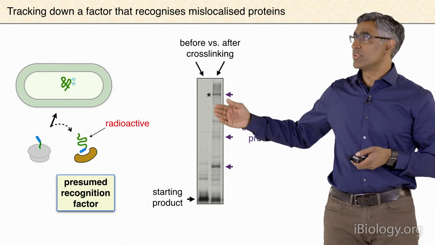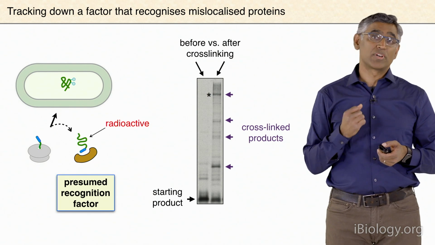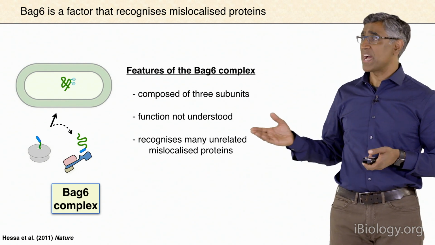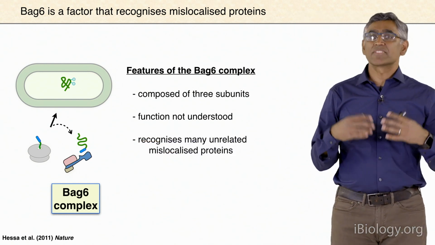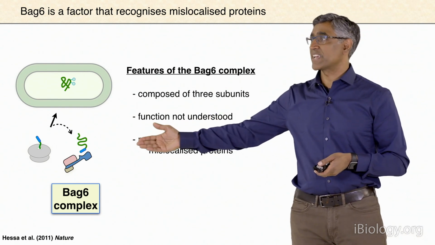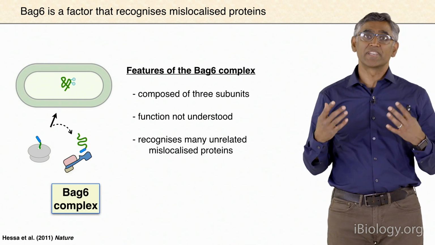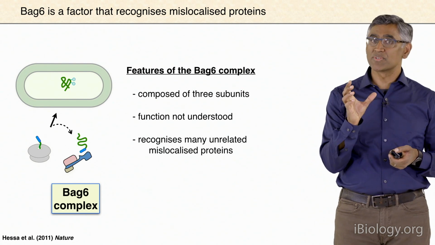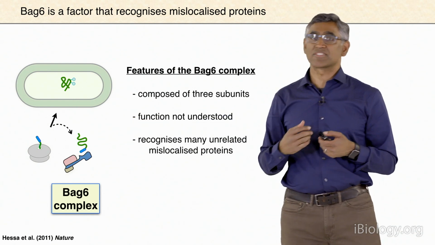And so we focused then on this particularly large cross-linked product and identified what it was. And that product turns out to be a protein called BAG6. And BAG6, it turns out, is itself part of a 3-protein complex, and its function really wasn't very well understood. But what we could show was that BAG6 recognizes these hydrophobic sequences, and in fact, it recognizes many unrelated mislocalized proteins. And the way it seems to do so is it recognizes the parts of the protein that should have been recognized by a different factor, in this case, for example, SRP.